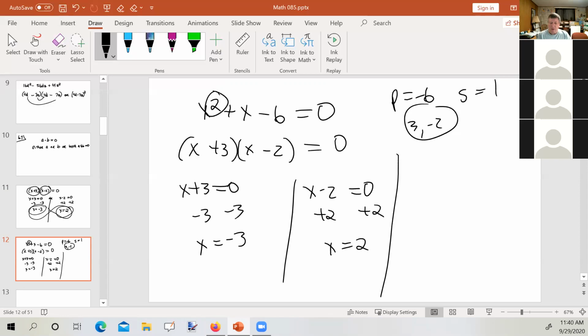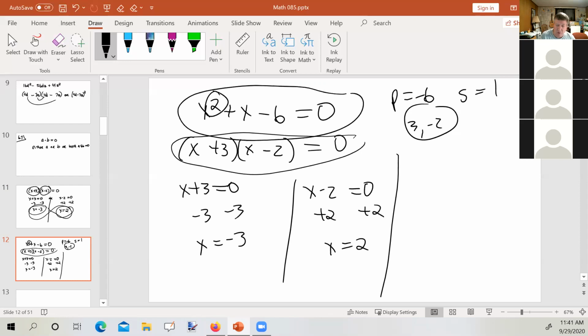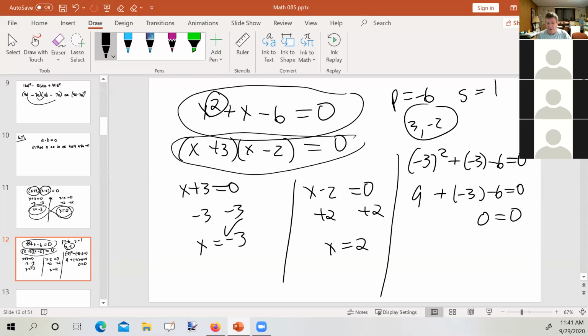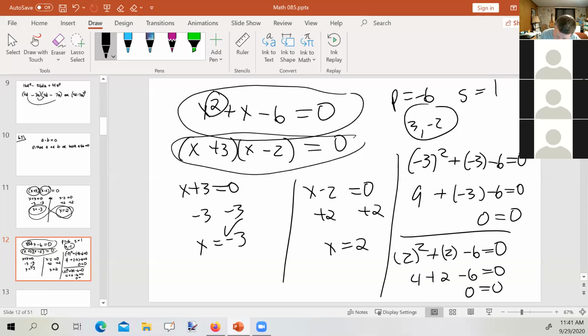Let's check our work. Now we could check it right here, but what if we factored it incorrectly? So it's best to go all the way back to the original problem, even though it's more work. If x is -3, we'd have -3 squared plus -3 minus 6 equals 0. -3, the quantity squared is 9. 9 plus -3 minus 6 equals 0. 0 equals 0. So x equals -3 checks. If x is 2, we have 2 squared plus 2 minus 6 equals 0. 4 plus 2 minus 6 equals 0. 0 equals 0. So again, both solutions check. Any questions about this example?